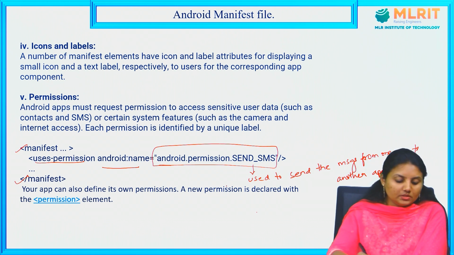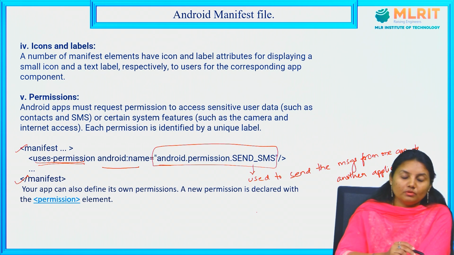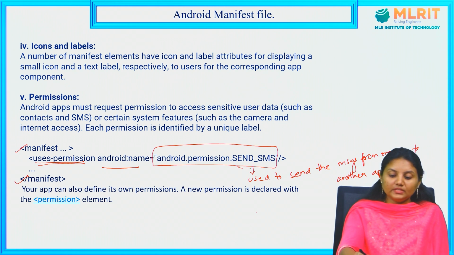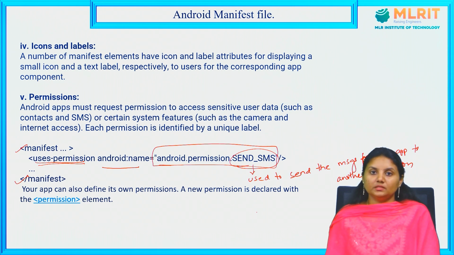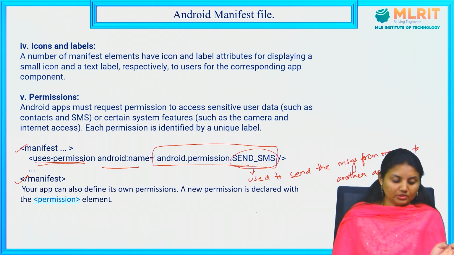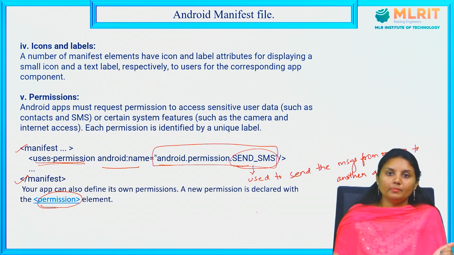Okay, so this is what we'll use: uses-permission to control our permissions. Suppose you are not giving SEND_SMS in the permissions, then one application cannot send messages outside to the other application. So we are controlling using this uses-permission. And your application can also define its own permissions by using the permission element.